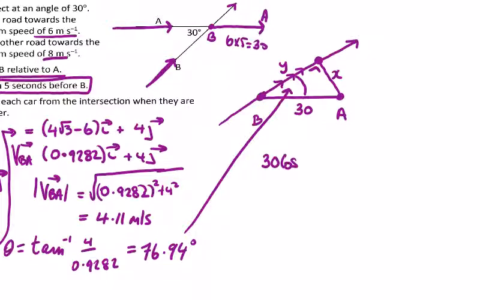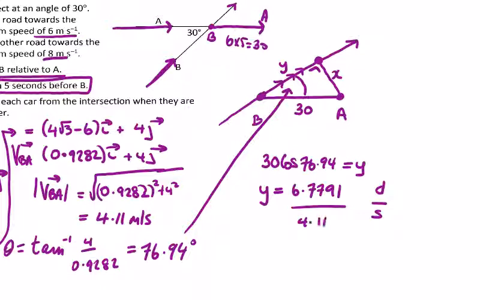30 cos 76.94 will be equal to Y. Y is equal to 6.7791. We'll take a few decimals here. So that's the distance. Divide by the relative speed, which is 4.11, and we get the time, or the relative time. So 6.77 divided by 4.11 is 1.649, 1.65 seconds.